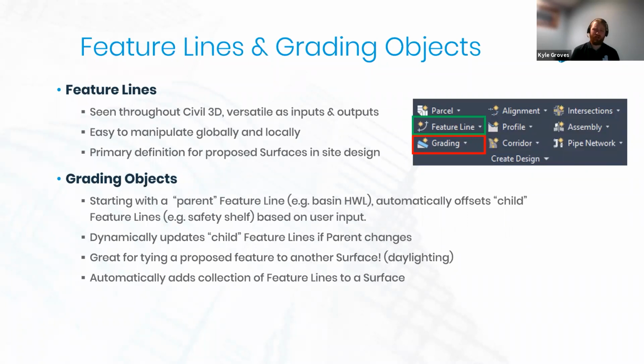The other thing that grading objects do is they'll automatically add these feature lines, your parent and the dynamic offsets, to that surface that you're looking for. And something that these do a really good job of for all the rest of their flaws is they can build surfaces that have islands of different data. So you don't have to add hide boundaries or do anything like that. It just manages all of that for you.